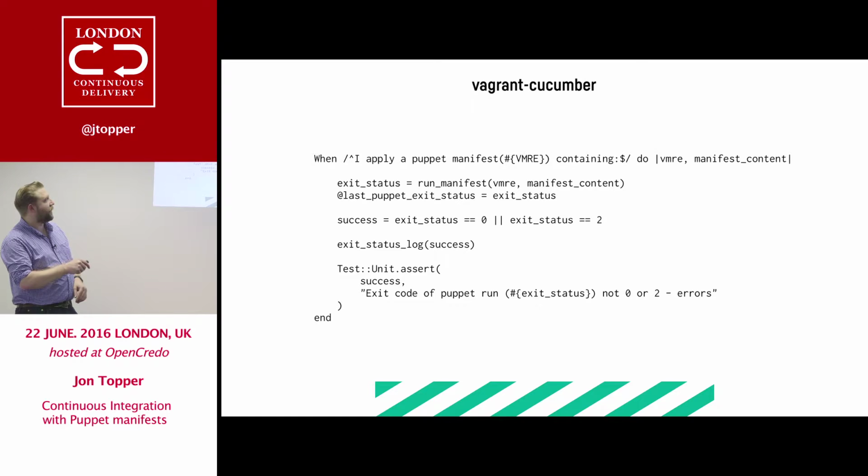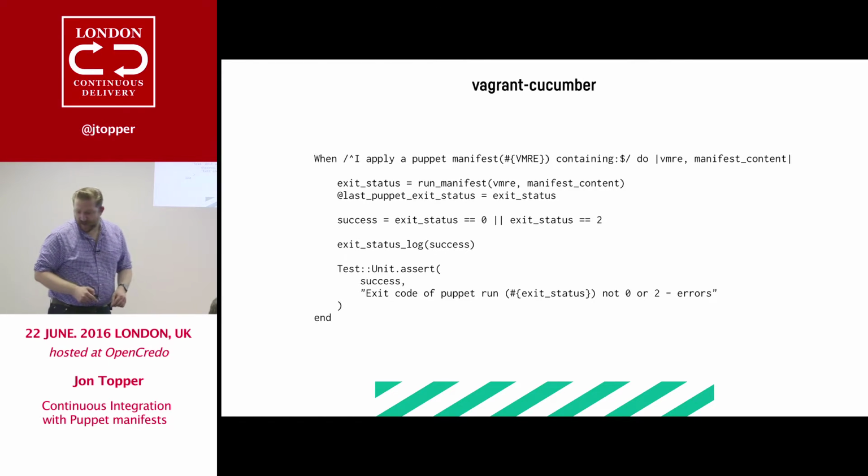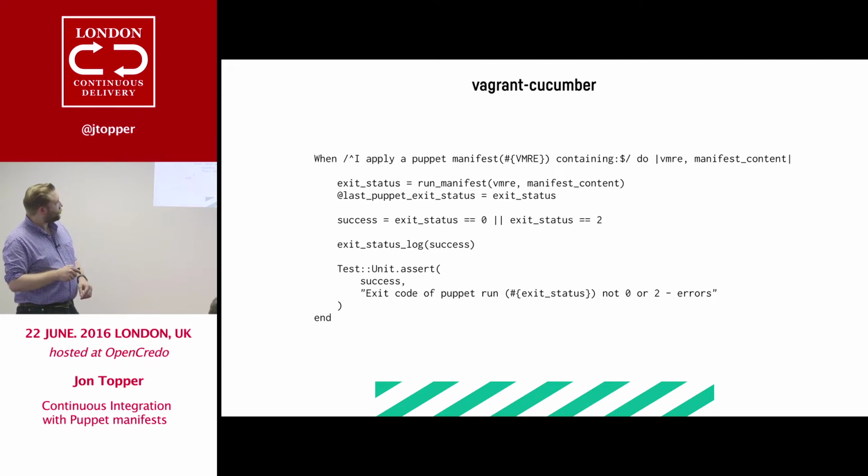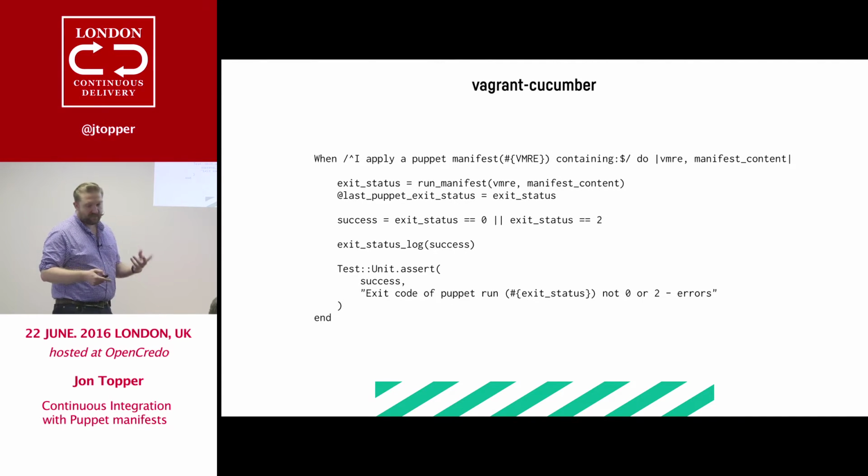So we're checking this exit status here. We check against 2 values because Puppet's a bit weird with what it returns. And then we can use all the test unit stuff. If you're familiar with Ruby testing, there's a whole suite of assertion methods that allow you to compare the results of things and make sure they look the way you intend.